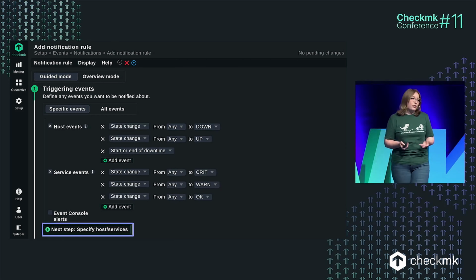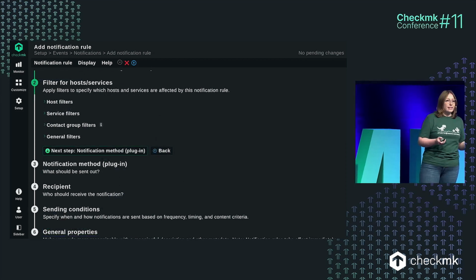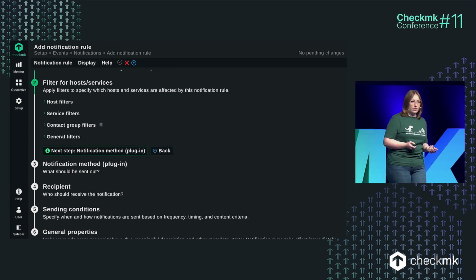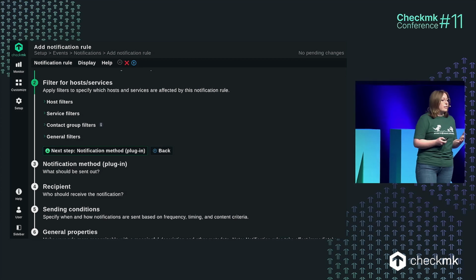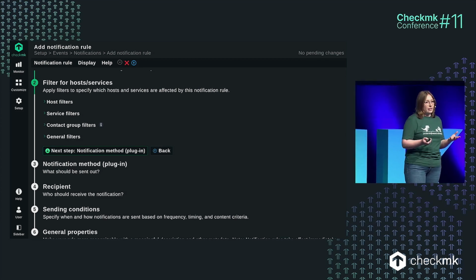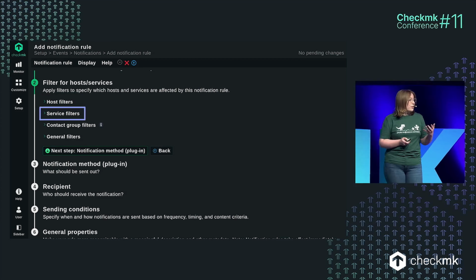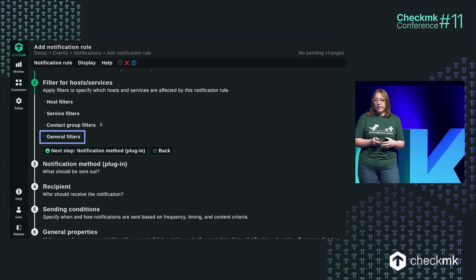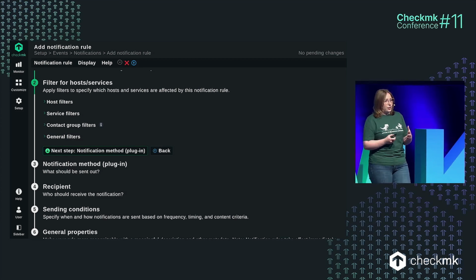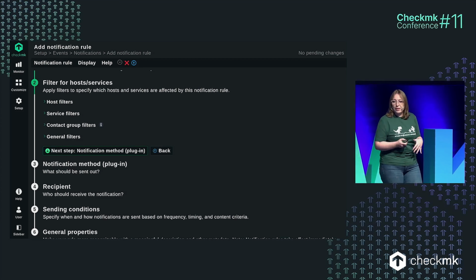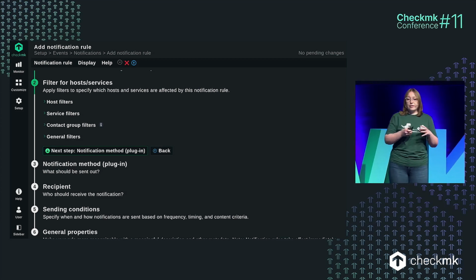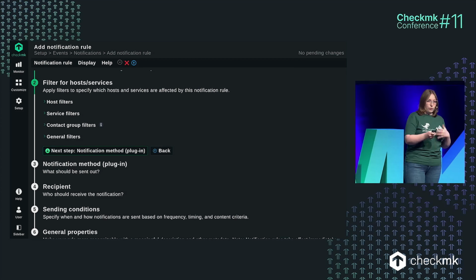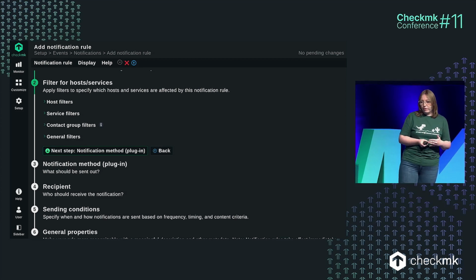So let's move on to step number 2. The second step of the wizard focuses on filtering for affected hosts and services. We have organized these filters into categories so they can be easily found. Host filters, service filters, contact group filters, and general filters. Since we did not select the event console alerts in the previous step as the triggering event, the filters that apply just for event console alerts are hidden, so you only see what actually makes sense to configure.